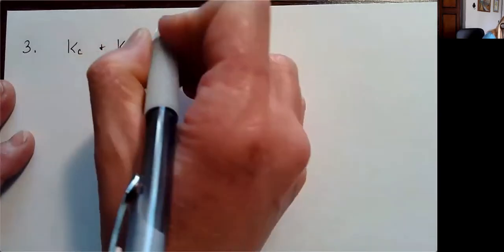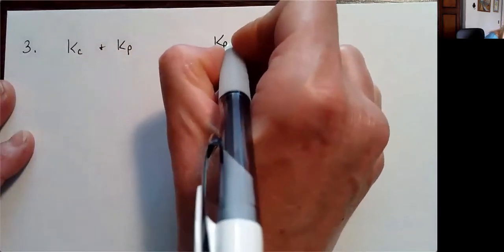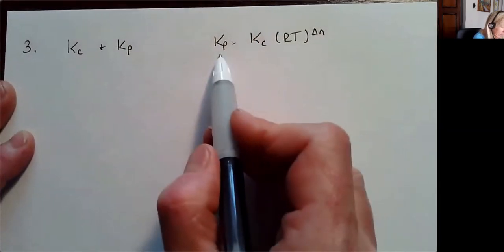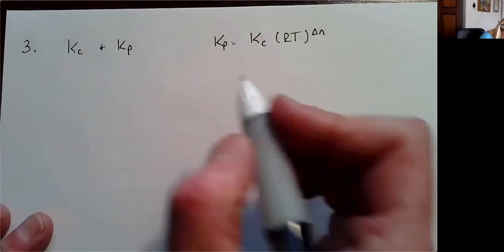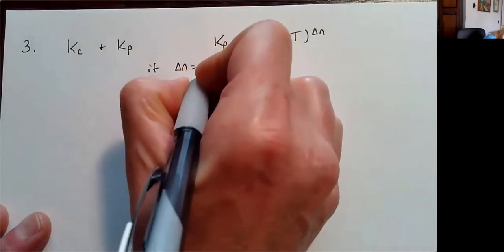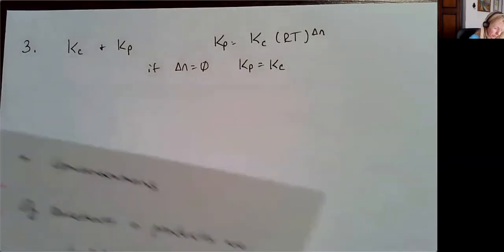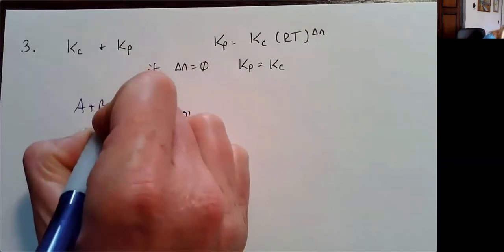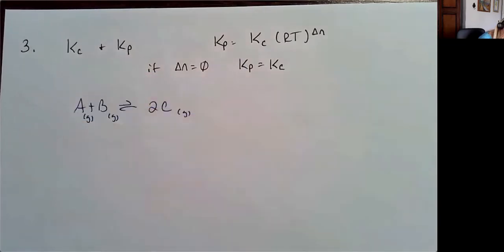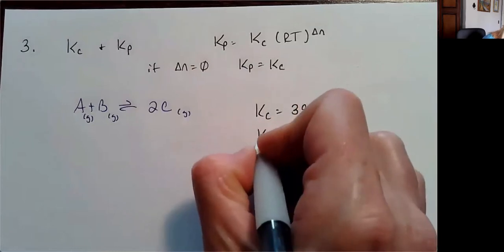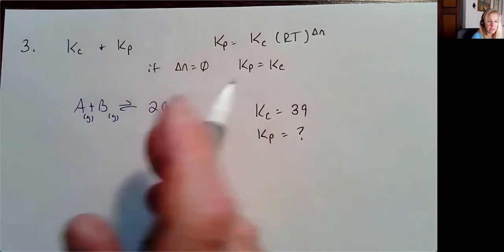Our third way is I'm going to look at the relationship between Kc and Kp. And so remember, Kp equals Kc RT to the delta N. So if I have Kc, I can find Kp, and vice versa. If delta N is 0, then Kp equals Kc. So if I go back to my problem, and let's say these are all in the gas phase, and I know that my Kc value from my previous one was 39, and I want to find Kp, I'm just going to plug it into this equation here.